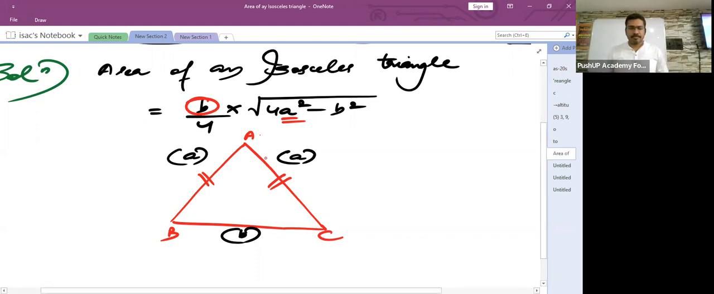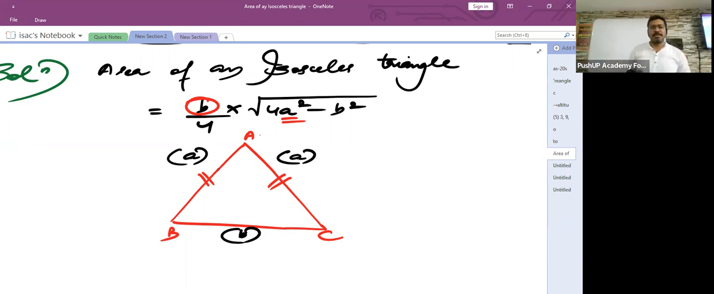So what's the use? Because when we have three sides, you can directly apply Heron's formula, right? But when compared to Heron's formula, this formula is simpler. Heron's formula is a little lengthy, not difficult, isn't it? Nothing is difficult in maths. Just that some things are very short and some things are quite lengthy, isn't it? Nothing is difficult.